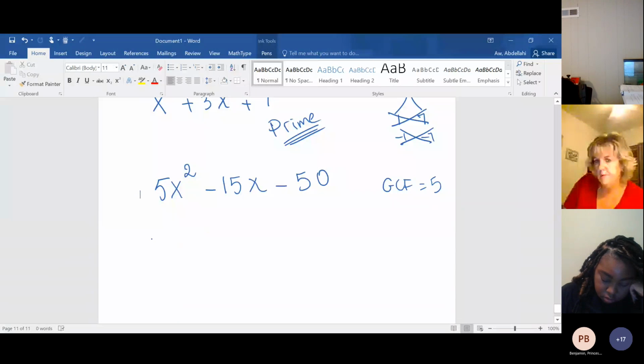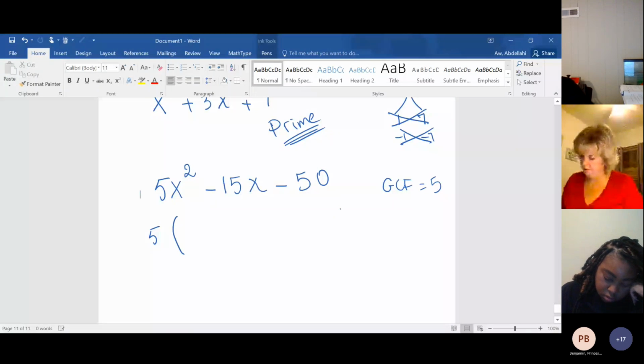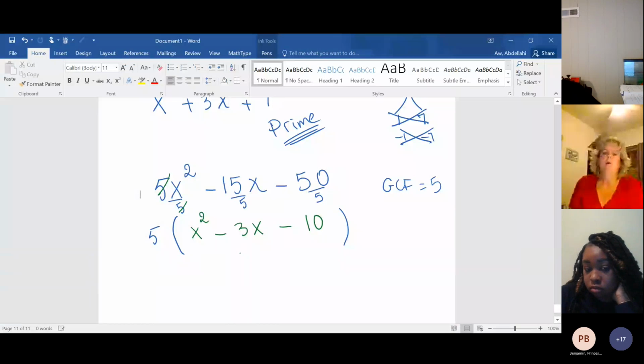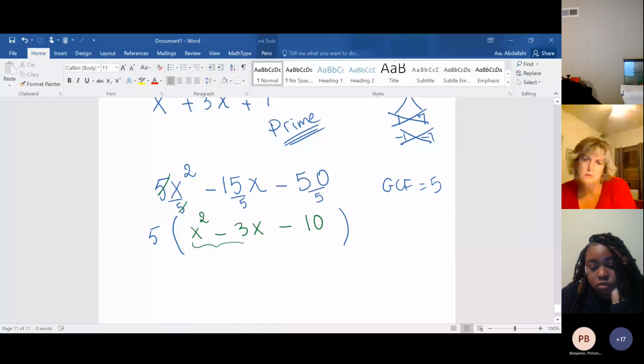When I factor the GCF, I put the GCF like this. Divide by 5. Look what's going to happen. Inside the parentheses, the 5 is gone, right? What do you have? X squared minus 3x minus 10. Look now, this expression in green, does it match the one we did before? It has 1 in front of x squared, right? Yes. So we can go ahead and factor it the same way we factor the other ones, okay?